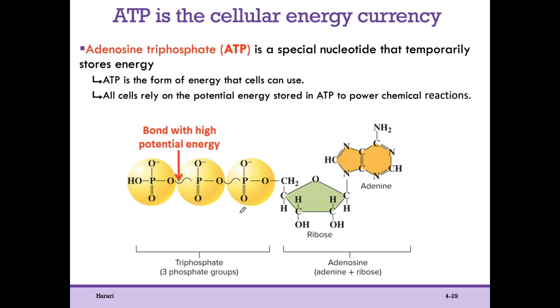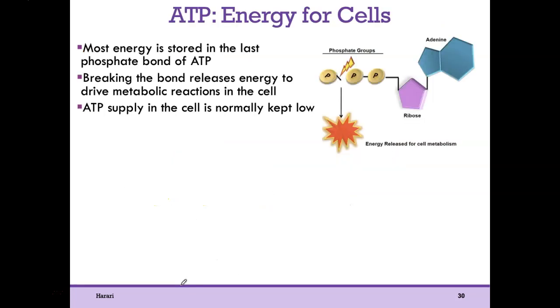We spoke about ATP already. ATP, adenosine triphosphate, is a special nucleotide that can temporarily store energy. And this is the energy that cells can use. The energy is stored specifically in the bond between the second and third phosphate right over here. ATP means 3 phosphate groups, right? Triphosphate is 3 phosphates. So it's specifically this bond between the second and third phosphate that has tons of energy. If I were to break this bond, I could release a lot of energy that the cell can use to power chemical reactions.